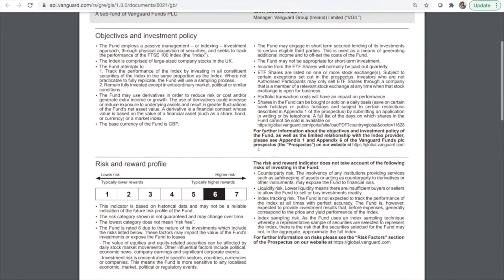Actually, I'm going to zoom in. I'm so sorry that I didn't zoom in before. I think that's probably going to be easier for you to read. And the next line lets you know that the index is comprised of large-sized company stocks in the UK.